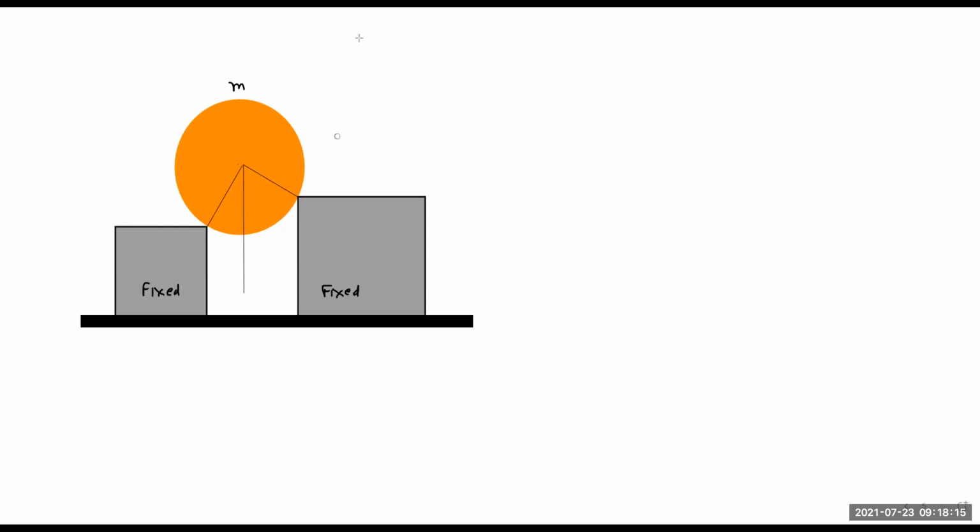Okay, now tell me what you want. Should I give you a value or a symbol for the angle? It's a symbol. Okay, very good. Alpha. Sir, m is the mass of the cylinder. Correct. m is the mass at the center.